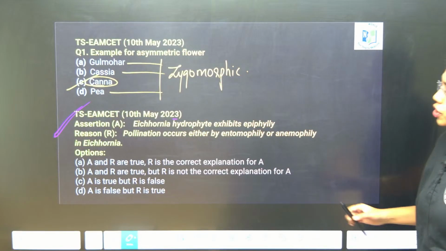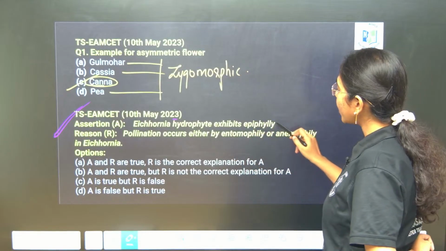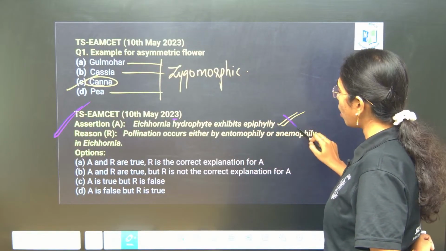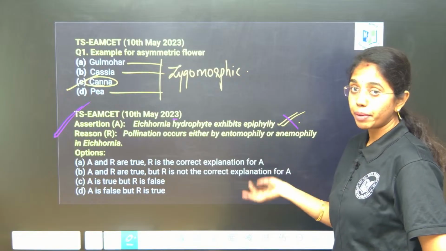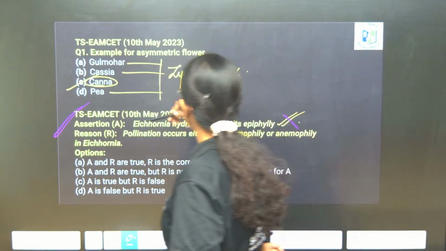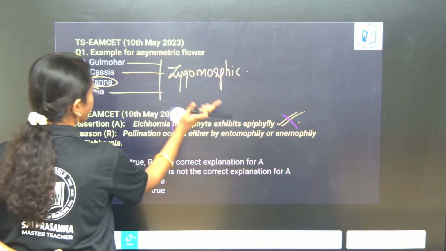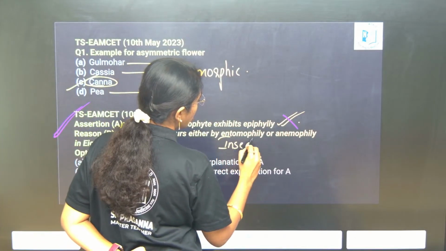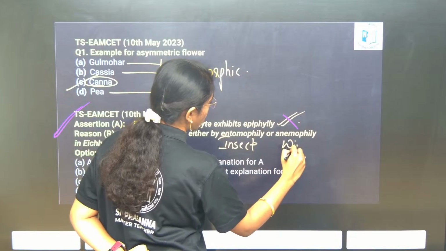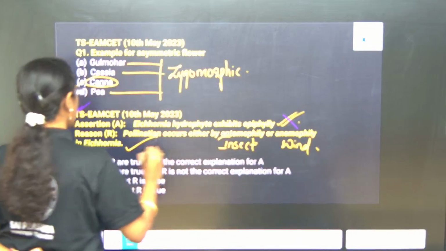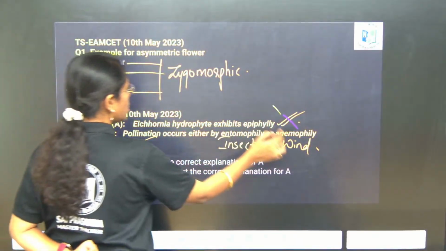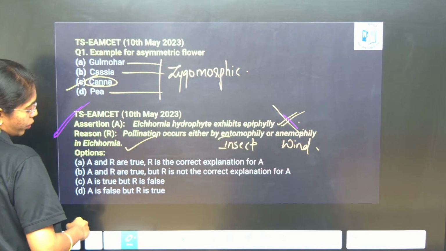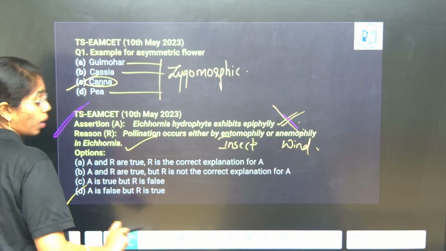Look at the assertion. Eichhornia hydrophyte exhibits epiphyly condition, wrong. This doesn't show any epiphyly condition. Next, pollination occurs either by entomophily or anemophily. Entomophily is insect pollination, anemophily is wind pollination. This is correct, okay. Reason is correct but assertion is wrong. In this case what you have to go, A is false and R is true, option D.